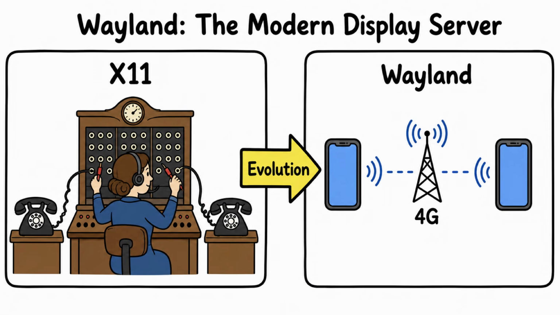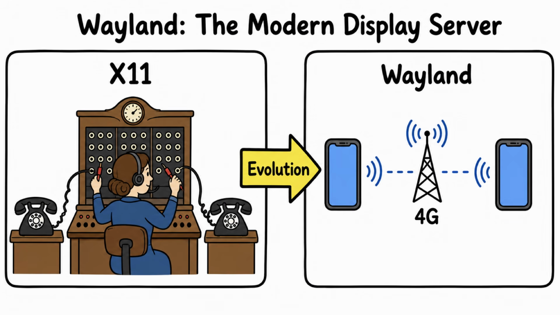So how does Wayland compare to X11? Imagine X11 as an old telephone switchboard. Every call has to go through a central operator who manually connects you. Wayland is like modern 4G: direct peer-to-peer communication, no middleman. It's faster, cleaner, and built for how modern hardware actually works.